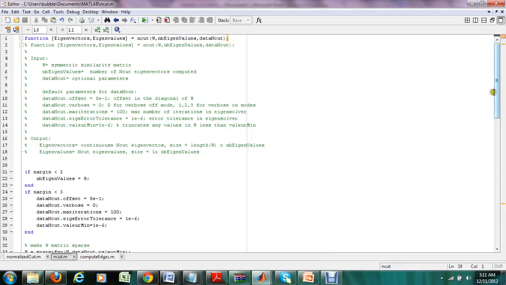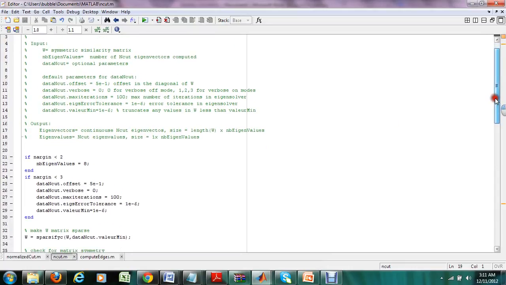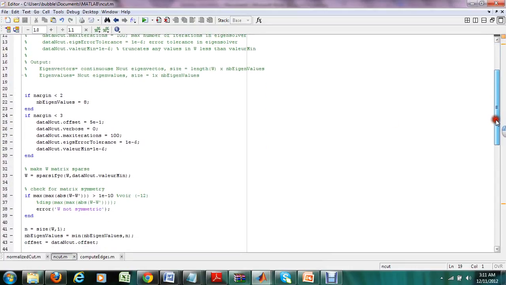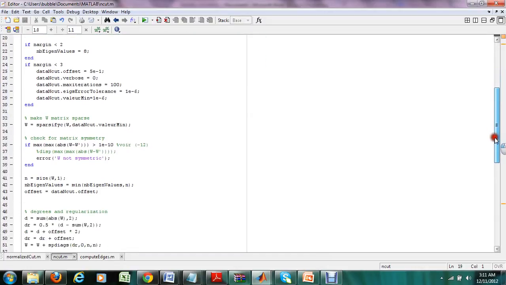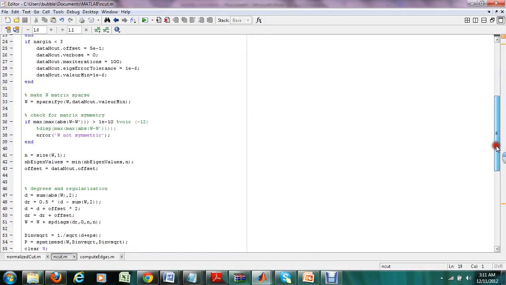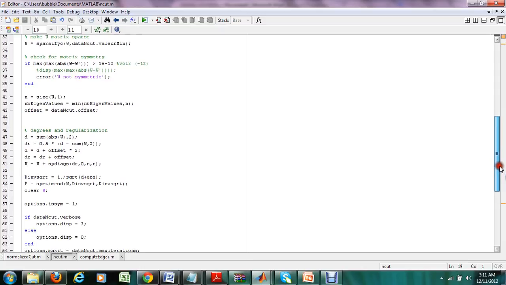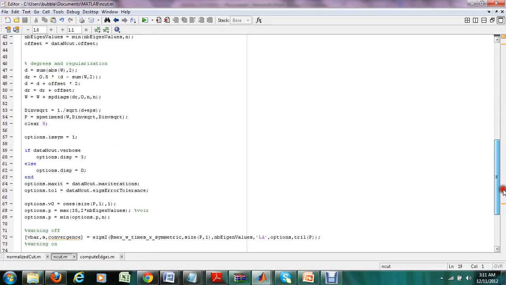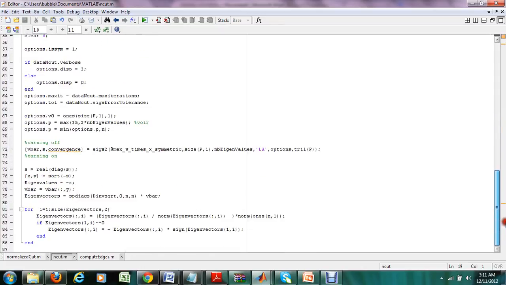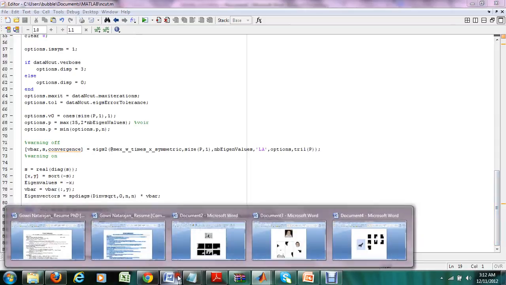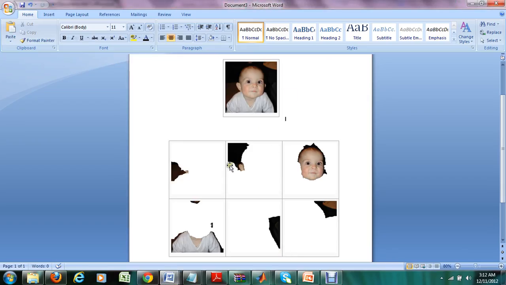Now we have a program in which the similarity matrix was written and the eigenvalue computed with the use of theta and cut. We checked the matrix symmetry here and we found the degrees and the regularization. This was computed on a figure of a baby, and these were the different segments of its face and of the whole picture that were created with that program.